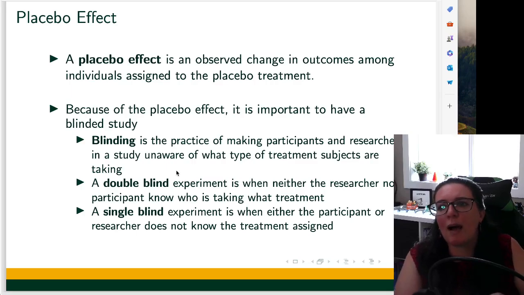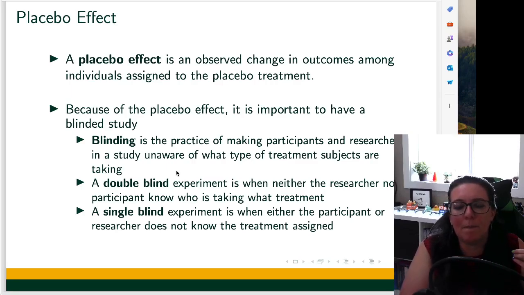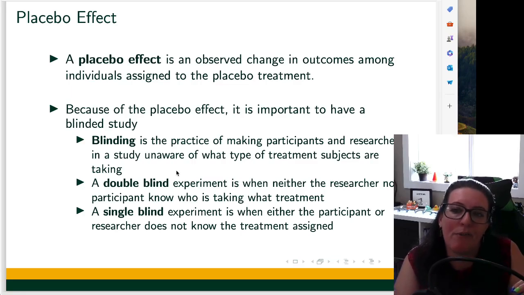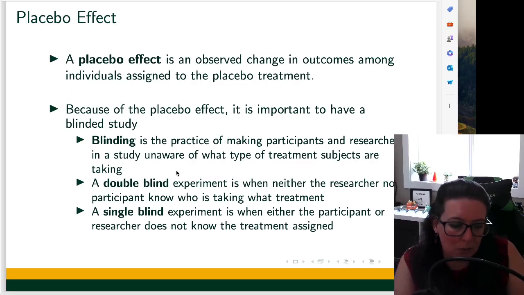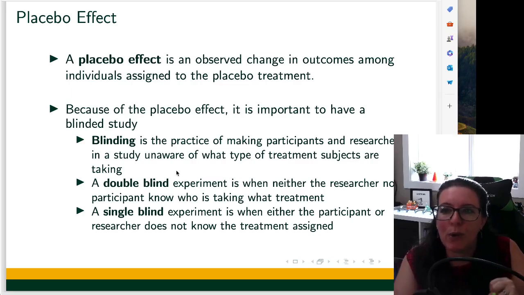So because of that placebo effect, you want to have a blinded study. So we want to blind the participant as to whether or not they are in the treatment or the control group. We also do what is called a double-blind study, which is where the researcher also doesn't know whether they got the treatment or the placebo.